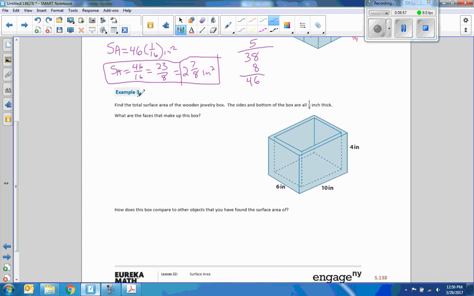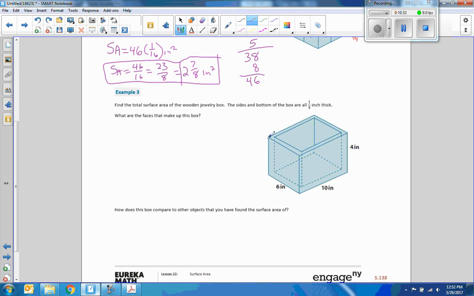Example 3. Find the total surface area of the wooden jewelry box. The sides and the bottom of the box are all a 1/4 inch thick. Okay? What are the faces that make up this box? Okay, this one is going to be a tricky one. It says to find the total surface area of the wooden jewelry box. The sides and the bottom of the box are all 1/4 inch thick. What are the faces that make up this box?